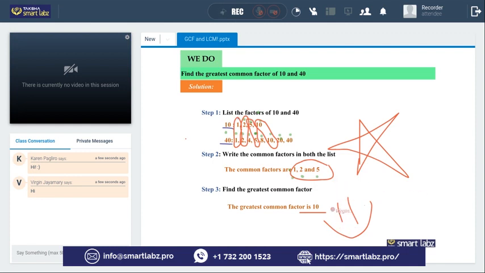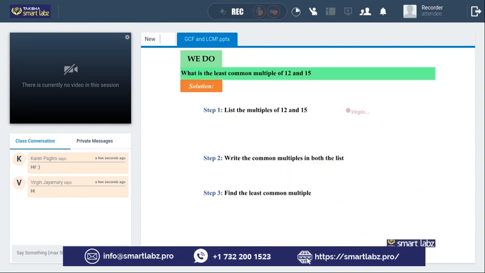Let's go to the next one. You ready? This is a we do. This is the least common multiple. So what is the least common multiple of 12 and 15?